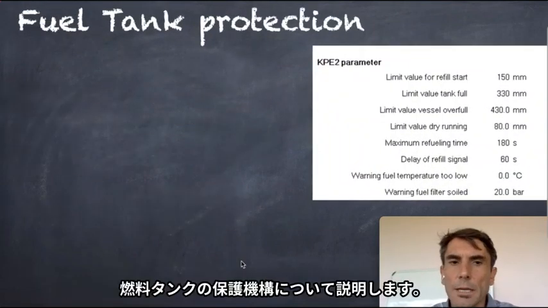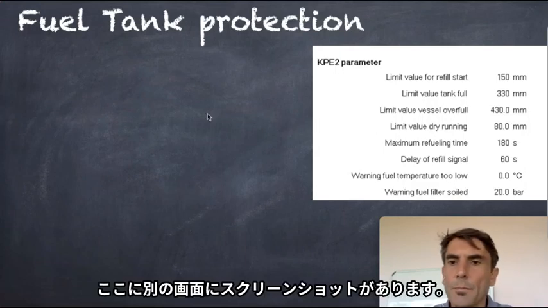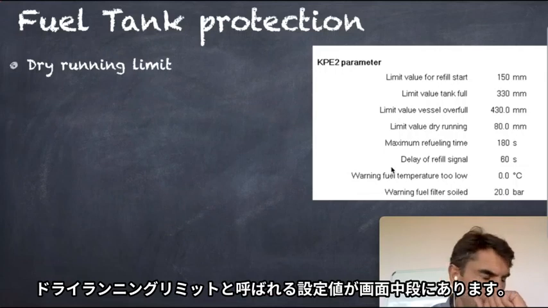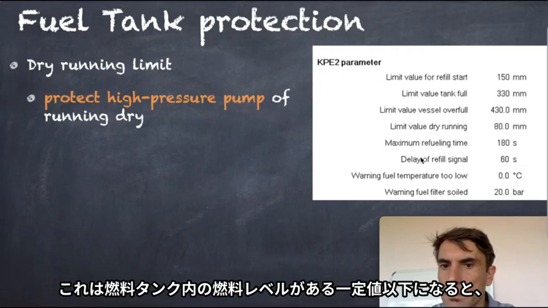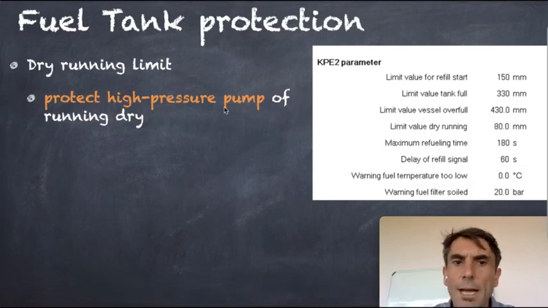So the fuel tank protection, we have different protection systems. Here another screenshot. We have the dry run limit. The dry run limit here is on 80 millimeter. All the settings can be changed from my side or from Schnell side as well. That protects the high pressure common rail pump from running dry.